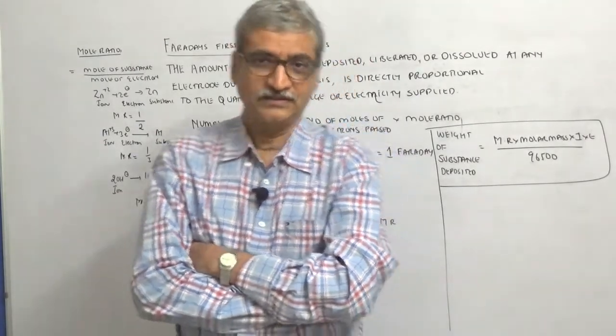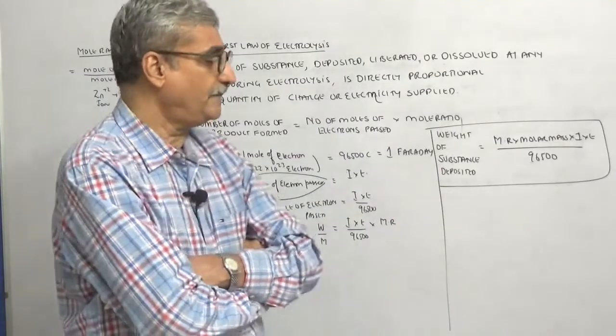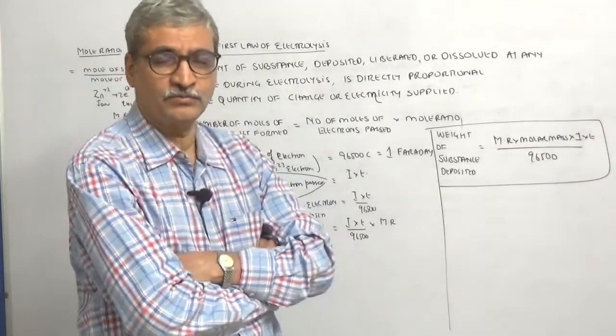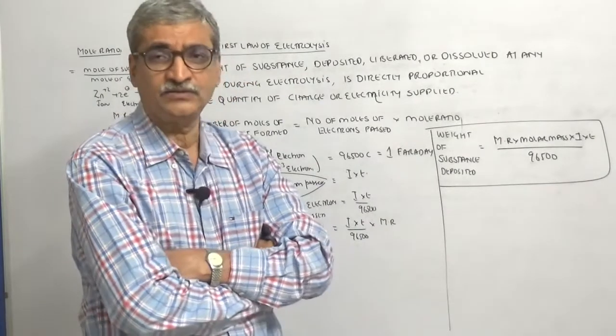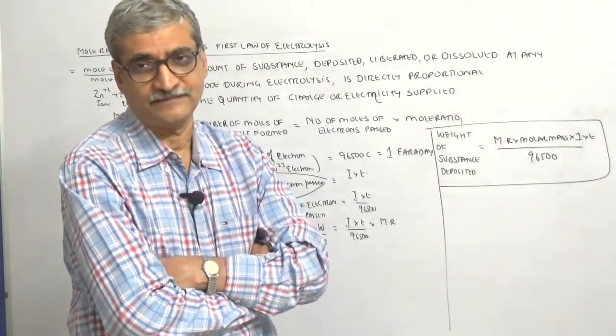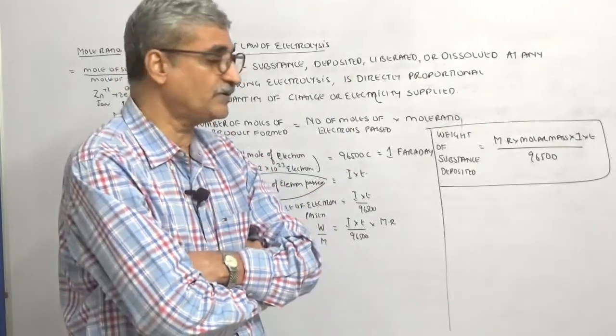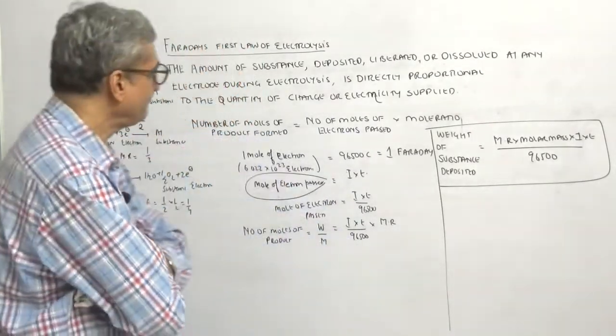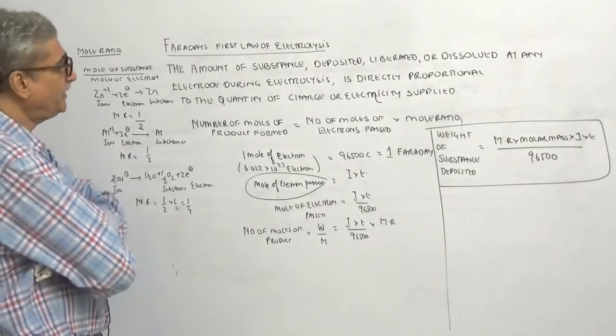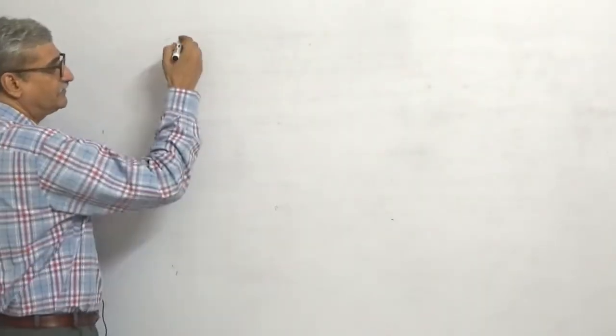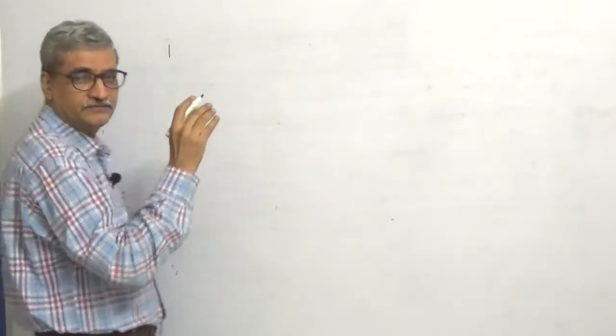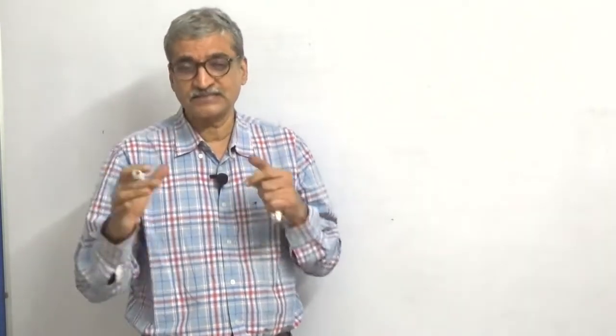So W, the weight of the substance, becomes mole ratio into molar mass into I into T upon 96,500. Got it? We need this for problems. Is this clear? Numericals. Then we have Faraday's second law. We are going to stop at Faraday's second law of electrolysis, even though it's a little early, because next we start with the electrochemical cell, that is Daniel cell. I require a clear 45 minutes to discuss that. So that is what we will discuss in the next lecture.